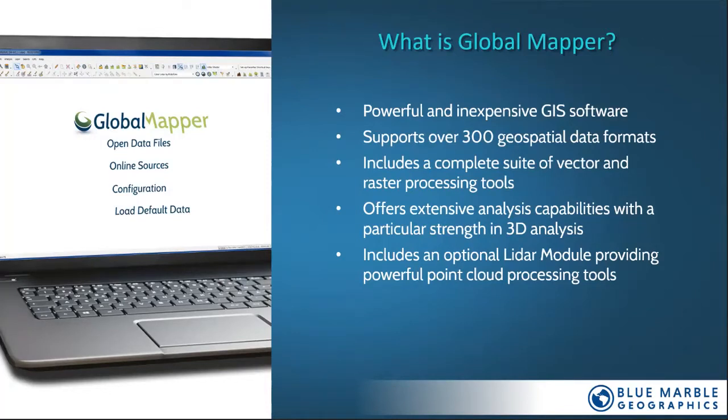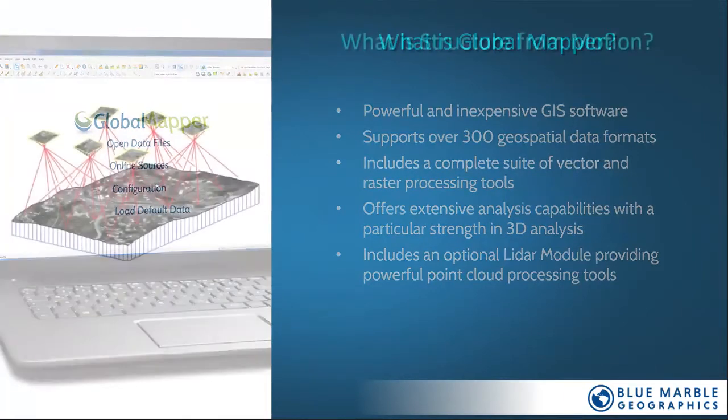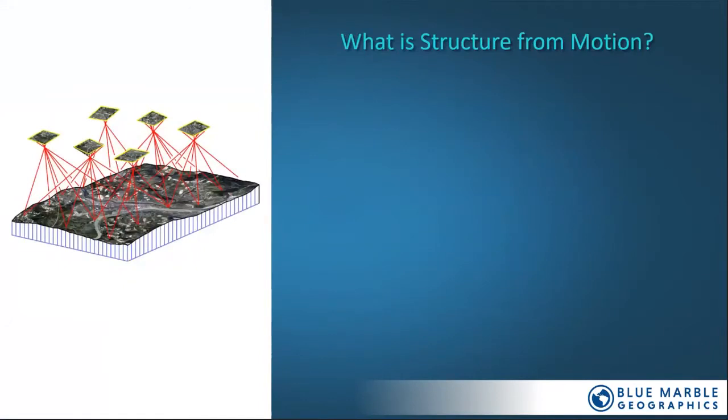The optional LiDAR module in the software provides a lot of processing tools for point clouds, things like ground point identification, feature extraction for buildings, vegetation, et cetera. So if you're working with point cloud data, and I assume by virtue of the fact that you're attending this presentation you're interested in this kind of discipline, you may want to take a look at that LiDAR module as an add-on for the base product. So again, just a quick overview of Global Mapper for those who are not familiar with it.